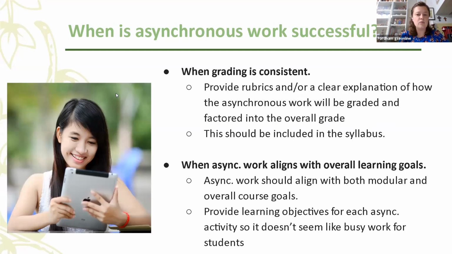Asynchronous work is also really successful when grading is consistent. So the more explicit and the more transparent you can be about how you grade the assignments, the more, like I said, likely the students are going to give it their all and be more effortful in the assignment. So whenever you have a rubric, provide that and provide a clear explanation of how that asynchronous work is going to be graded and how that's going to be factored into the overall grade for the course. And this overall grading percentage should be included in the syllabus so that students can see on the syllabus what each assignment is worth.